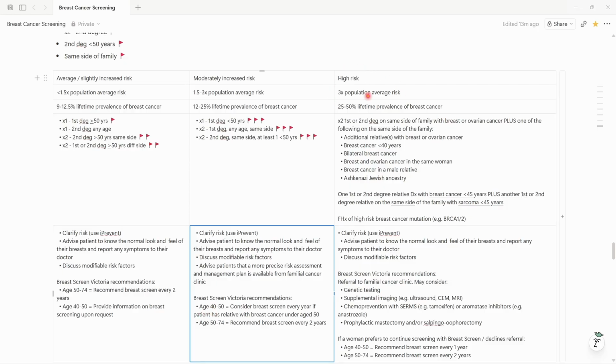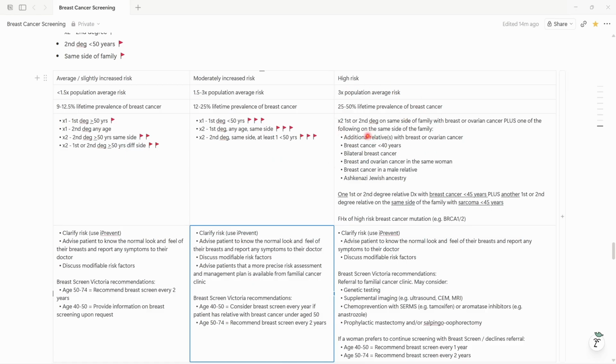For the high risk category, they have a 3 times greater risk compared to the population average. And this translates to a 25 to 50% lifetime prevalence of breast cancer. To qualify for the high risk category, you need to have at least 2 members, whether or not they're first or second degree doesn't matter. They need to have at least 2 family members on the same side of the family with either breast or ovarian cancer, plus one of the following on the same side of the family. So they'll have an additional qualifying factor on the same side of the family that will bump them from a moderately increased risk into the high risk category.